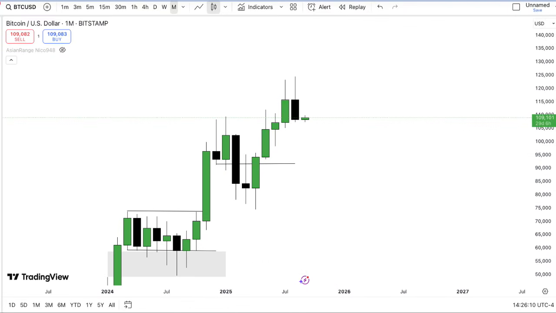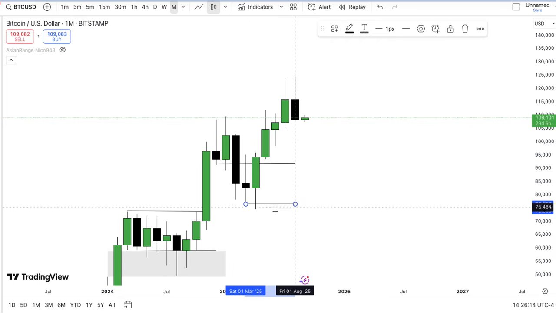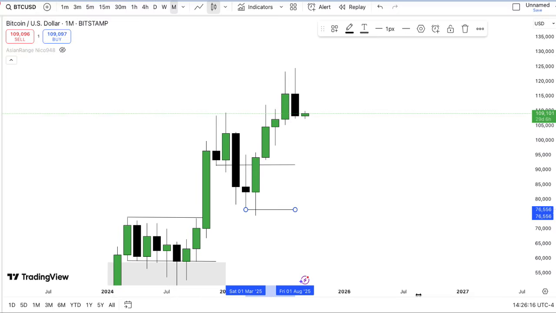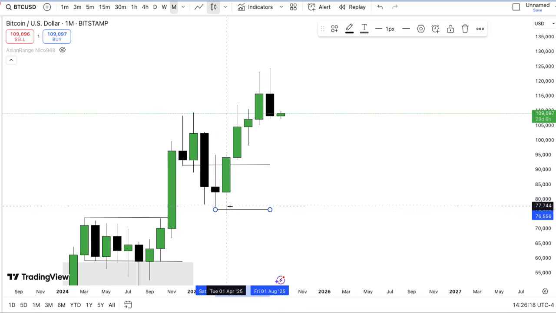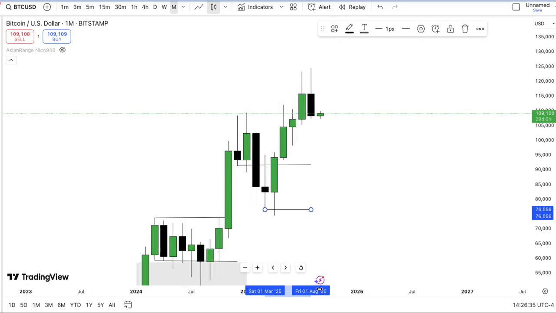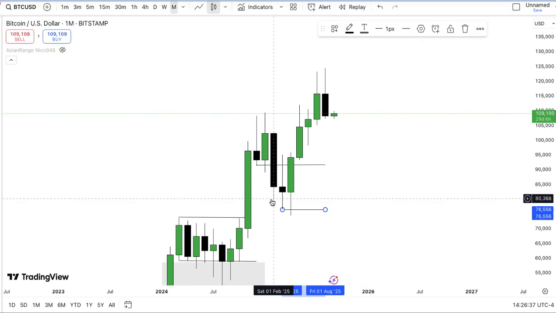So now we have a new low here. You might be asking why I marked this candle instead of this big one. What's the answer? Because of liquidity. Yes, it's a liquidity sweep.